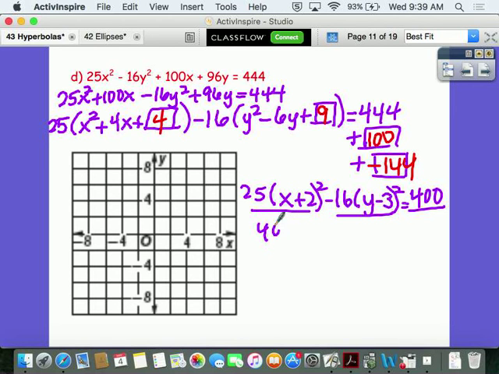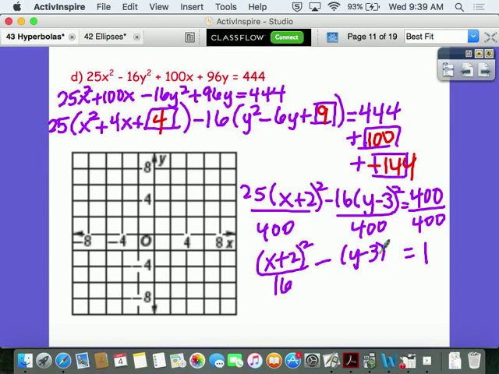Divide 400 to both sides. We already know that this is a hyperbola, which means that we have to have it equal 1. What does 25 over 400 simplify down to be? 16. And there's our standard form. We're just graphing here. So what's our center? Negative 2, positive 3. We already know that it opens horizontally.